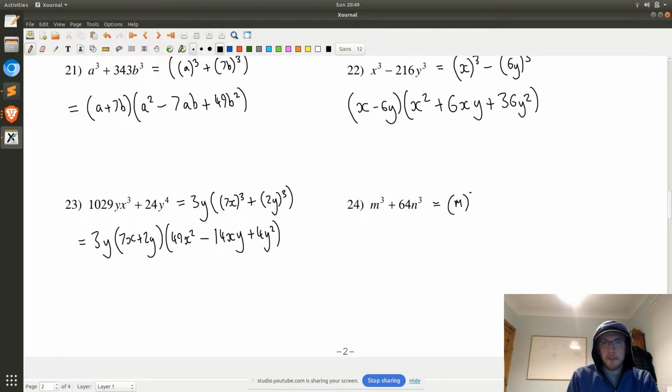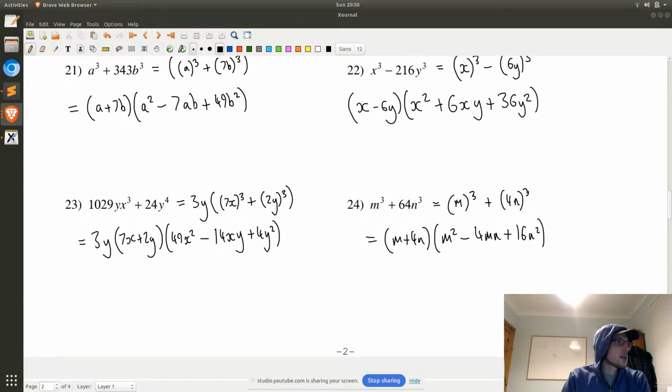The cube of m and the cube of 4n. So, open brackets here. m add 4n. Square the first one. Take away 4mn. Square the last one. There.